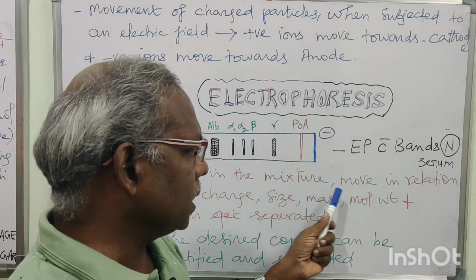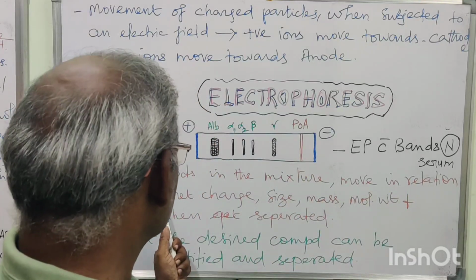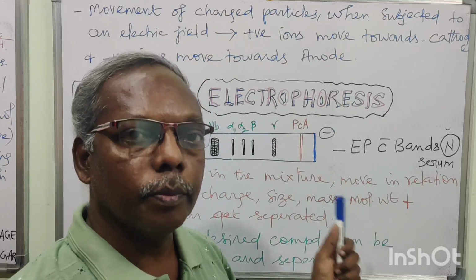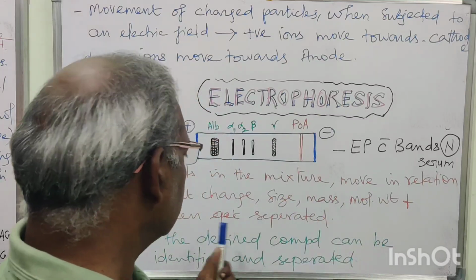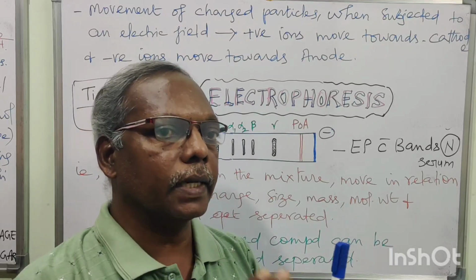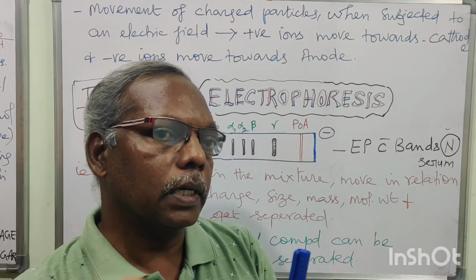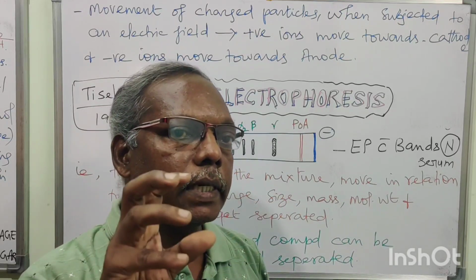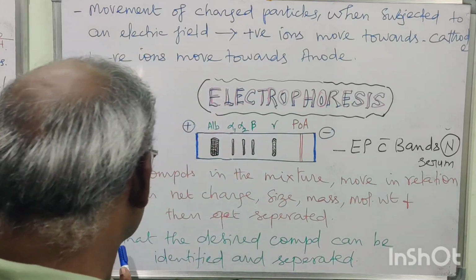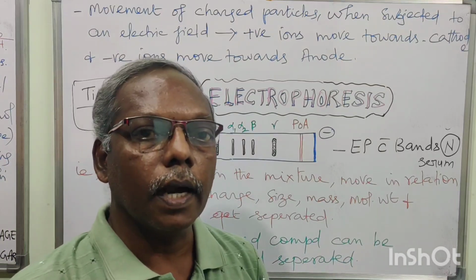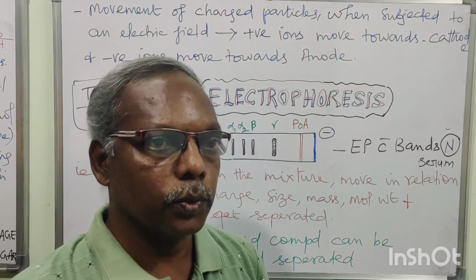In that mixture, they move in relation to their net charge, size, shape, mass, and molecular weight, and then get separated. There are so many factors for the movement and separation of these particles in your desired mixture, so that the desired compound can be identified and separated or isolated.